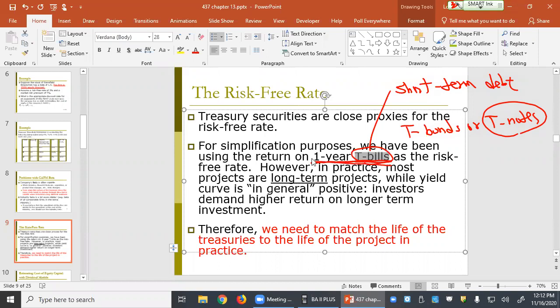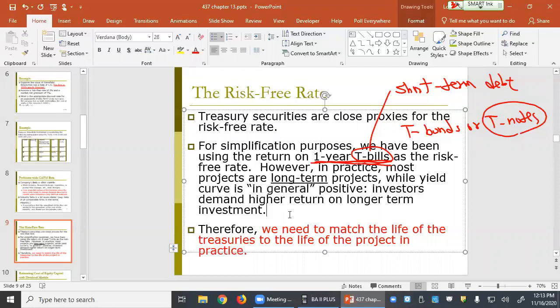However, in practice, we need to be a little bit more cautious and more precise than that. In practice, most projects are long-term projects, right? Capital budgeting decisions are long-term decisions, because if you are trying to evaluate a short-term project, it is called a net working capital decision, not capital budgeting. While the yield curve is, and I put those two words in quotation because it's true only in general, so it's not 100% positive, but the yield curve is typically positive.